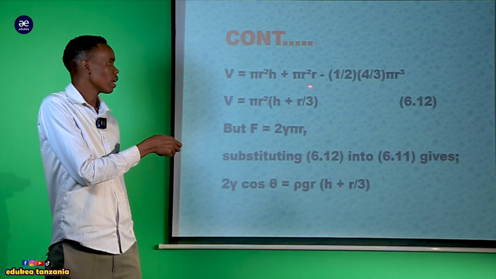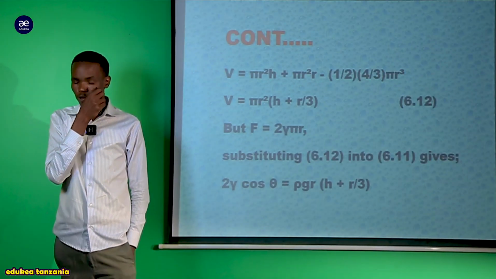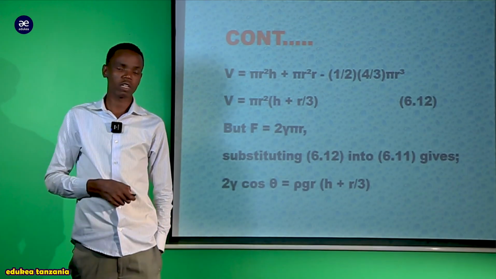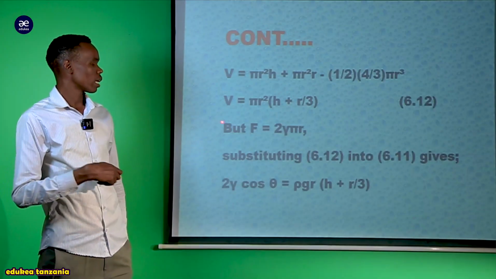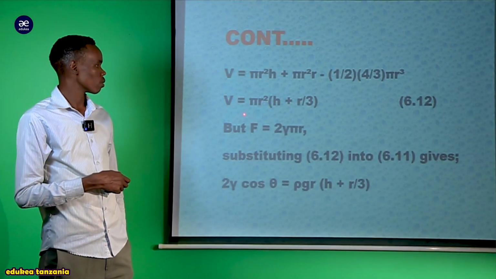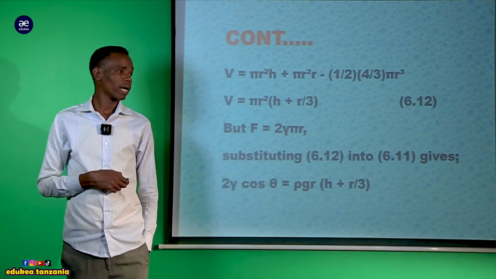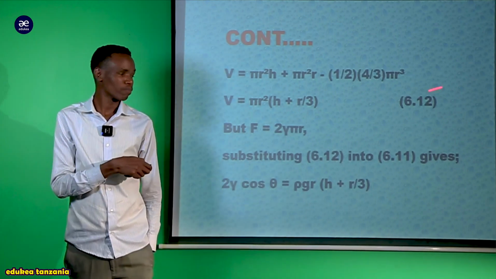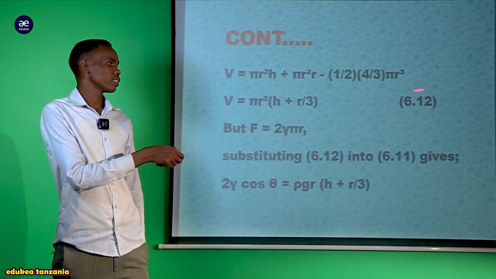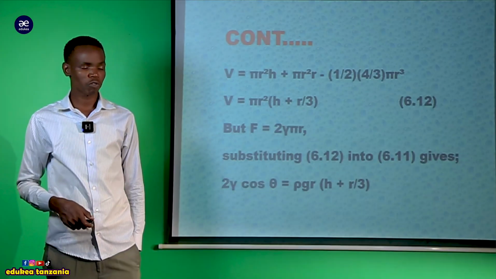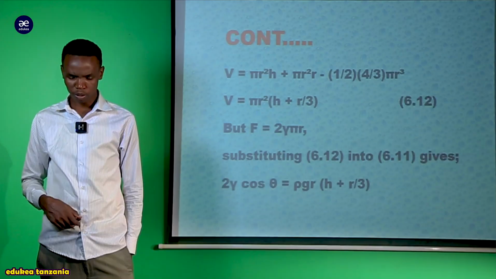Then if we simplify this, my dear student, because they have the same radius with an exponent of 3, we should obtain that the volume must be equal to pi r square bracket h, then we add r divided by 3. This is our formula to obtain the volume, and this will be our equation number 12 for our topic number 6, as we have seen here, my lovely student.